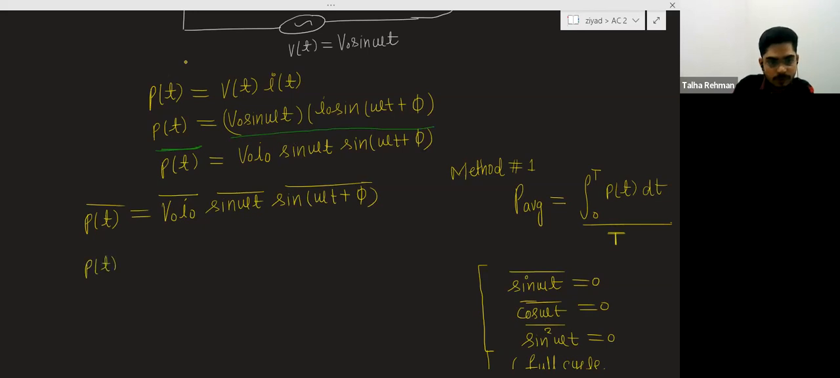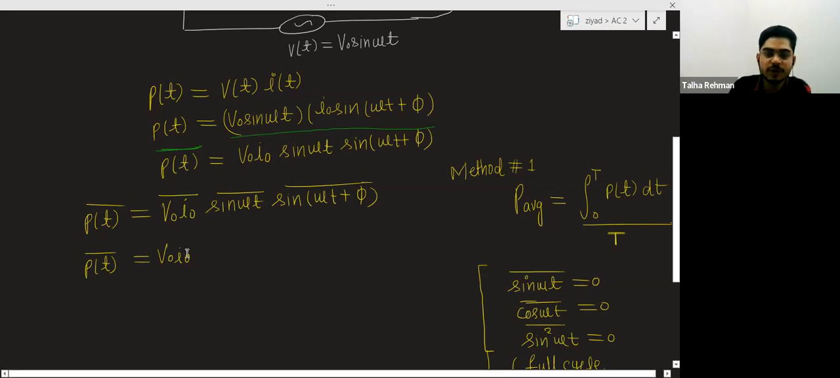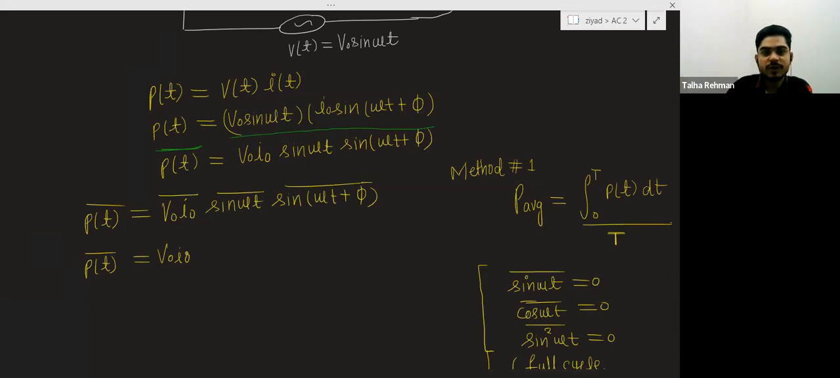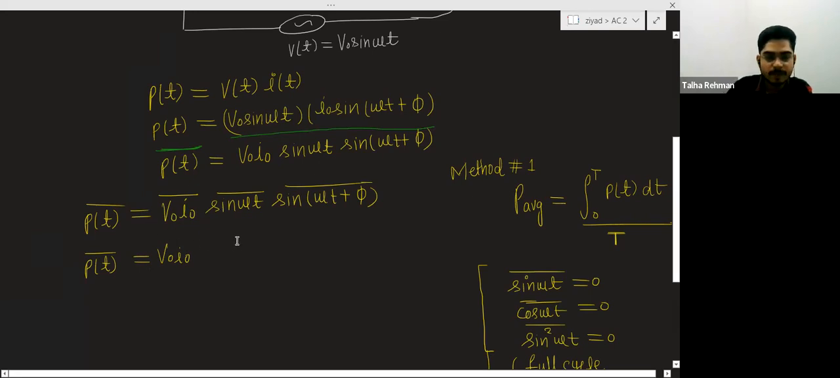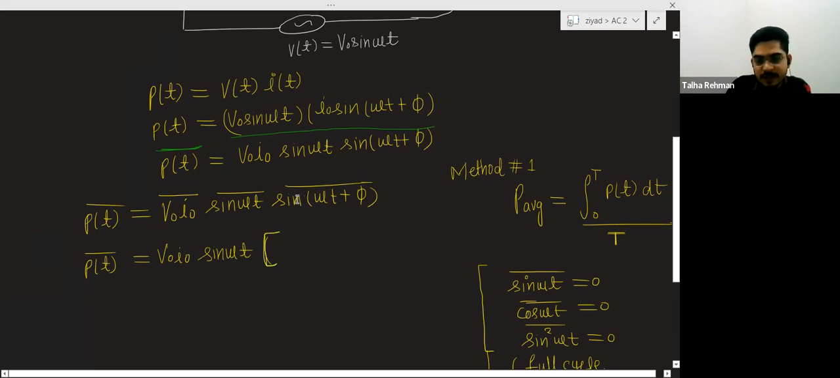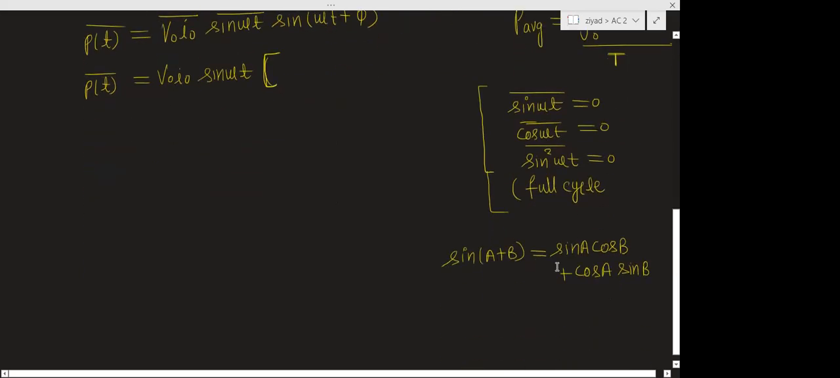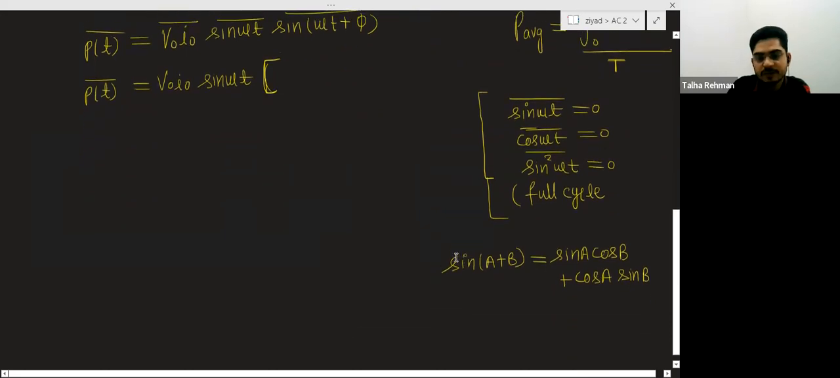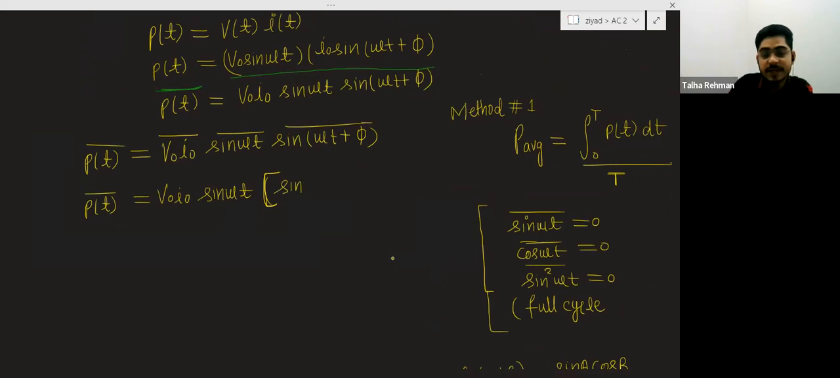Now this is V naught into I naught. The average of V naught into I naught will be V naught into I naught. Actually, what we will do here, this is sine of omega t plus phi, so we will open this formula. This can be written as sin(A plus B), so this formula will be used: sin A cos B plus cos A sin B. You can take A as omega t. So sine omega t cos phi plus cos omega t sin phi.